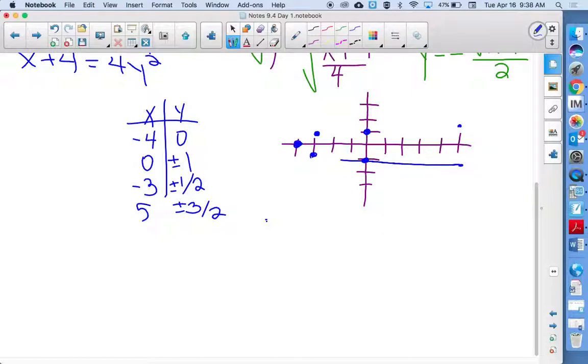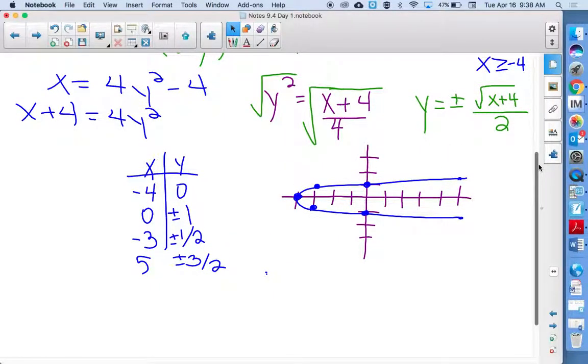And if I connect them, I end up with a parabola. The identical parabola that we just graphed, except the other one started at 0, -1. But it's the same exact graph. It's now going horizontally because the y was squared, so it's the horizontal form instead of the x being squared.